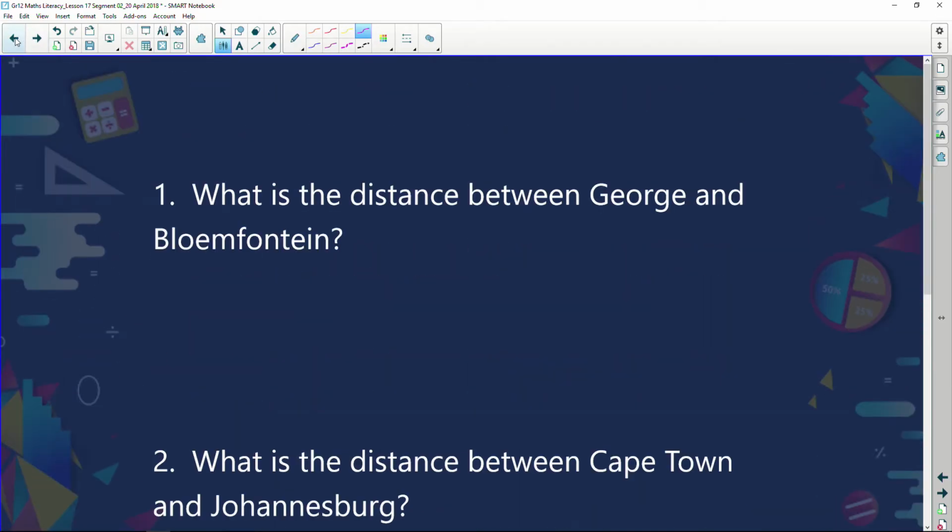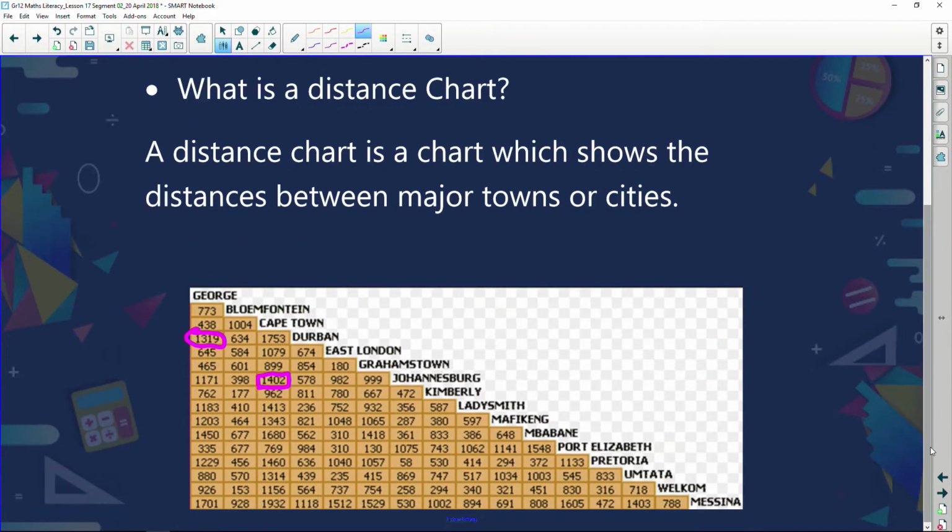So first one, what's the distance between George and Bloemfontein? Bloemfontein's here, take notice, okay? Bloemfontein's here and Bloemfontein's also there. Here's George. So Bloemfontein meets George at 773 kilometers. Now, what's the distance between Cape Town and Johannesburg? We've already done that. Johannesburg, Cape Town, 1,402 kilometers. And then our final question was, what is the distance between Durban and Port Elizabeth? So Durban goes down here, Port Elizabeth, we're going to slide along and meet here at 984 kilometers. Guys, you've got to know how to use distance charts.